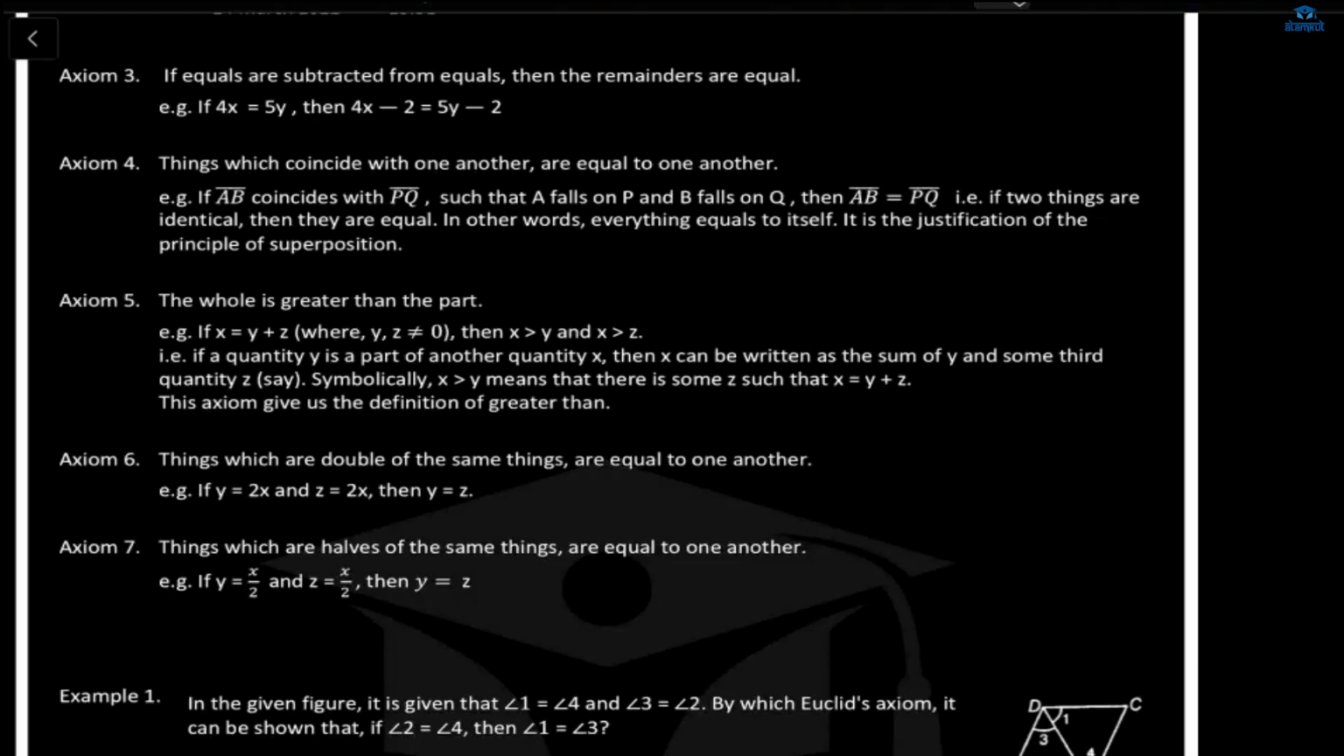Example, it is written here, if x is equal to y plus z. x कैसे बना हुआ है? y plus z. So x is containing both the things. The whole x is a sum of y and z, and y and z are not equal to 0.